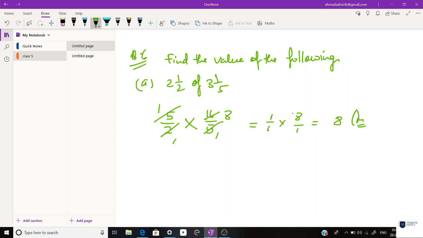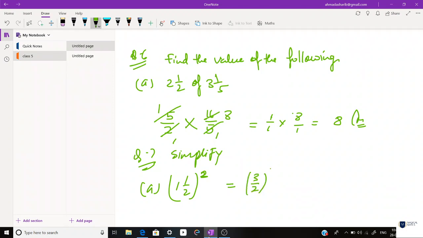Okay, question 7. Question 7, simplify. Part A, 1 whole 1 upon 2 square. It is called square. This small 2 is called square. So 1 whole 1 upon 2 square. So first change 1 whole 1 upon 2 into improper. So 2 ones are 2 plus 1, 3 upon 2 square.